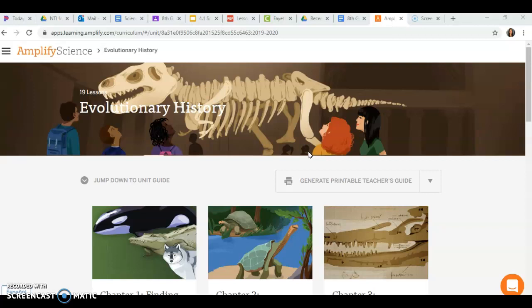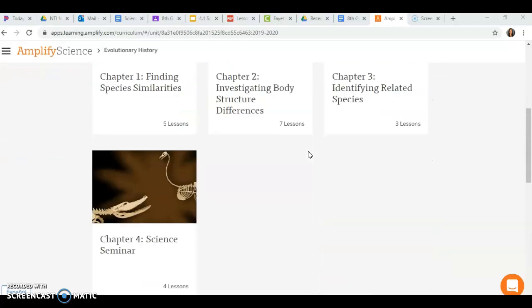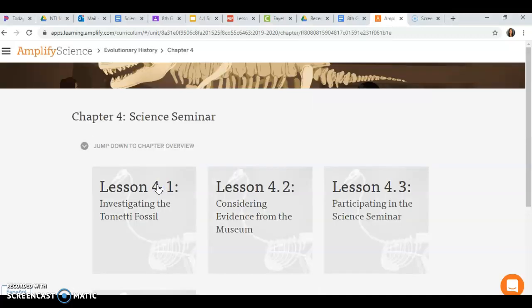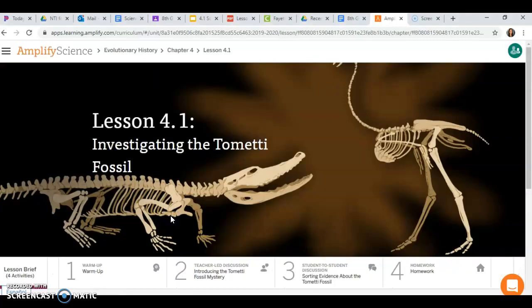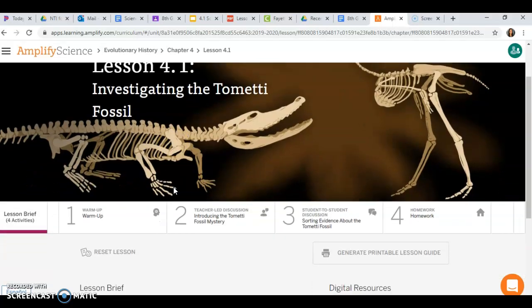Alrighty, so this is going to be NTI's day 7 and 8. This is Evolutionary History, Chapter 4, Lesson 1. So you are going to go to Chapter 4, Lesson 1, and we are investigating the Temeti fossil.